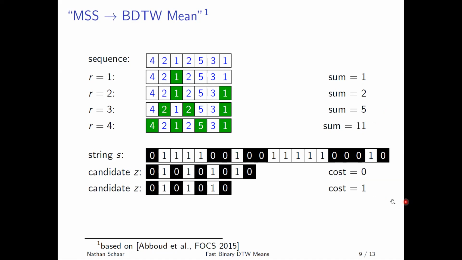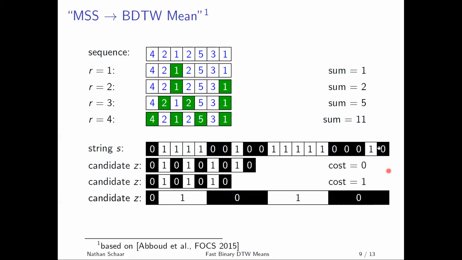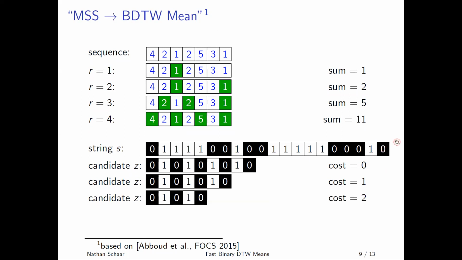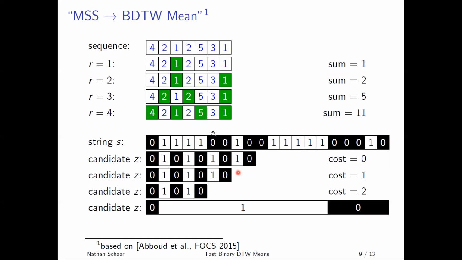Now, if we make the string even shorter, we have to make another error. And we can choose the other one. And now, if we make the string even shorter, then we have to make one more error. And we can see that the optimal solution is also taking those 2 2s.